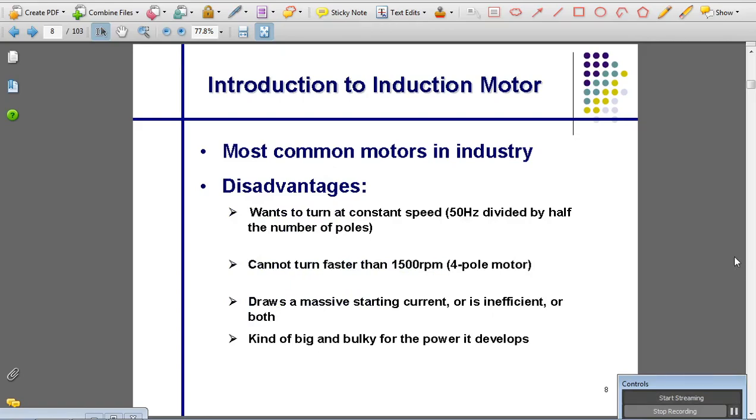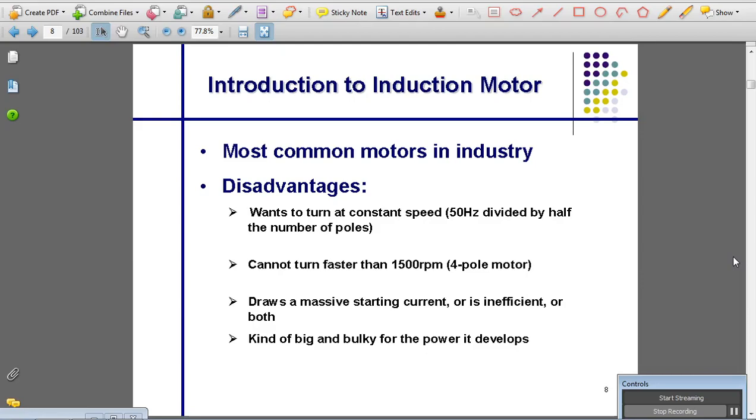But the induction motor also has some disadvantages. Number 1, it wants to turn at constant speed, 50 Hz divided by half the number of poles, meaning that it is difficult to change the speed of an induction motor unless by using a proper speed control application. It cannot turn faster than 1500 RPM for a 4-pole motor, because based on the concept, the rotor speed cannot exceed the synchronous speed.